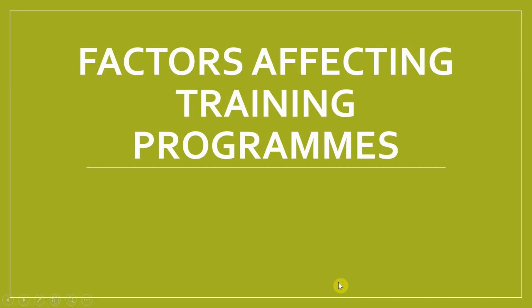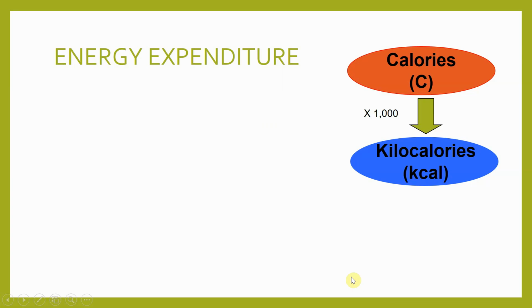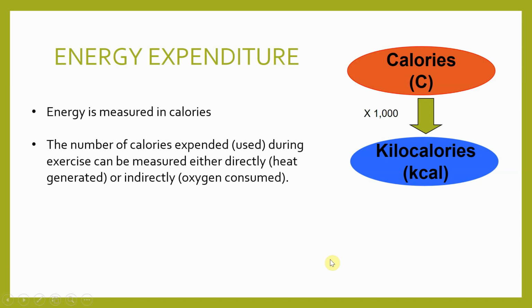This video is looking at factors affecting training programs. So the first thing that you need to be aware of is energy expenditure. And energy is measured in calories, and the number of calories used up or expended during exercise can be measured either directly, for example the heat generated, or indirectly via the oxygen consumed. It can also be estimated more roughly using heart rate.